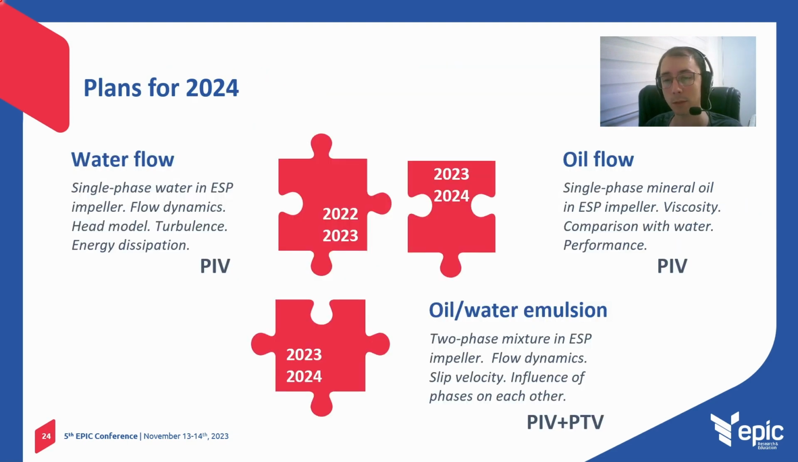So, in summary, Subproject 1 analyzed the water flow using PIV in 2022 and 2023, and now we have as plans for 2024 to continue studying the oil flow using also the PIV method, but also expanding our study to the oil-water emulsion, in this case working with a two-phase mixture inside the ESP impeller, also with a focus on the flow dynamics, slip velocity, and influence of one phase on the other.